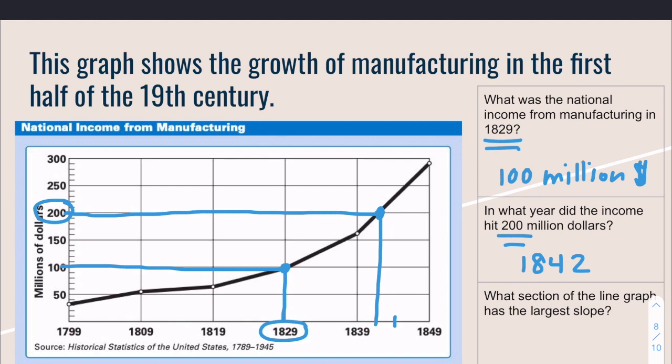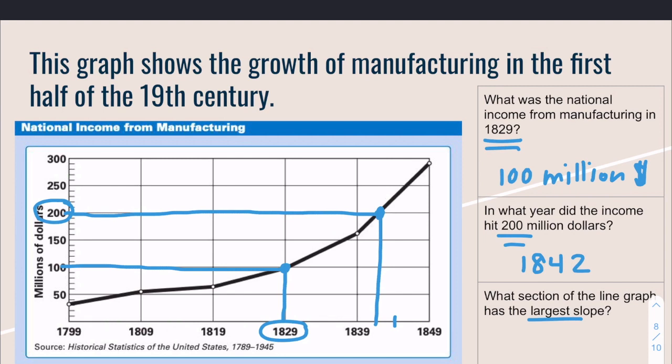And then what section of the line graph has the largest slope? So this is actually probably the hardest question. All I'm asking is for you to connect what we did with our slope chapter to what we are doing with line graphs. And also think, what does it mean to have a large slope? Well, if you're comparing slopes and you have one that is larger than the other, the way that that is going to look on a graph is it is going to be steeper.